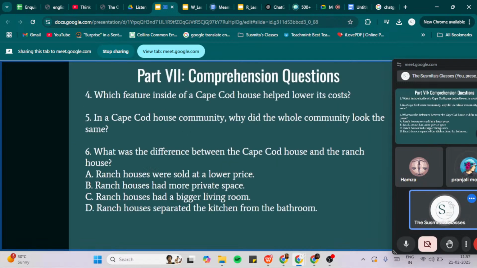Okay. Next, number four. Which feature inside of a Cape Cod house helps lower its costs? Ma'am, the bathroom and kitchen are next to each other to reduce the cost of pipeline. Correct. The plumbing system could be combined there. Yes. Okay. Pranjali, did you get the answer? Yes, ma'am. Okay. Number five. Pranjali, now you try answering. Because families couldn't afford.